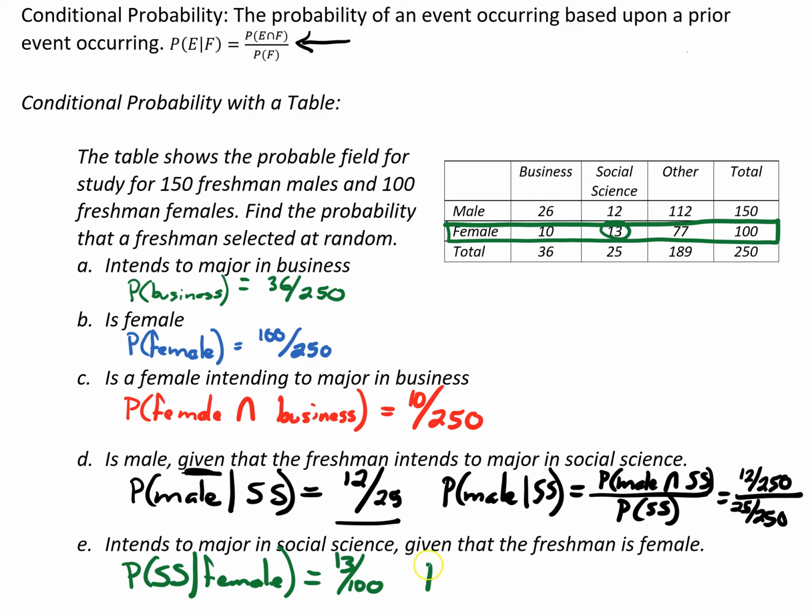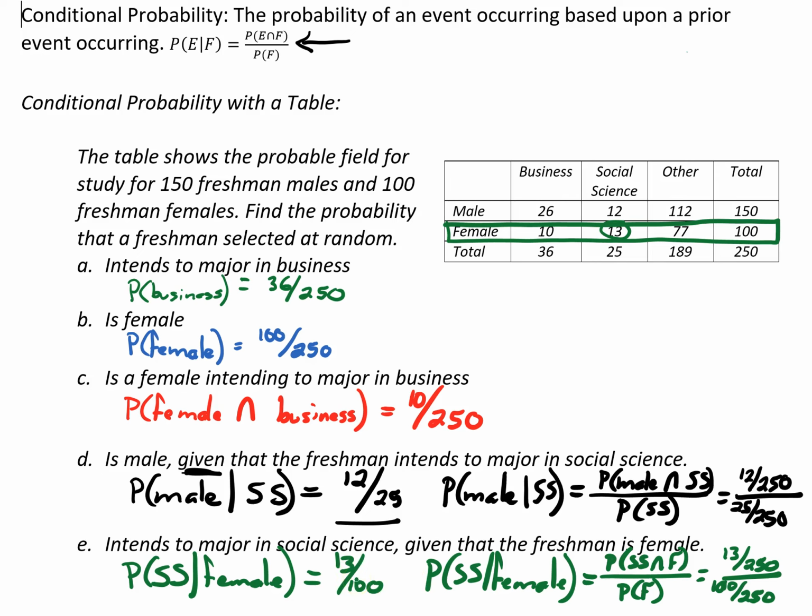This could also have been found by using the formula. First, finding the probability of social science intersecting with female and dividing that by the probability of female. The probability of social science intersecting with female is the 13 out of 250, and the probability of female was 100 out of 250. That would have simplified down to be 13 out of 100.